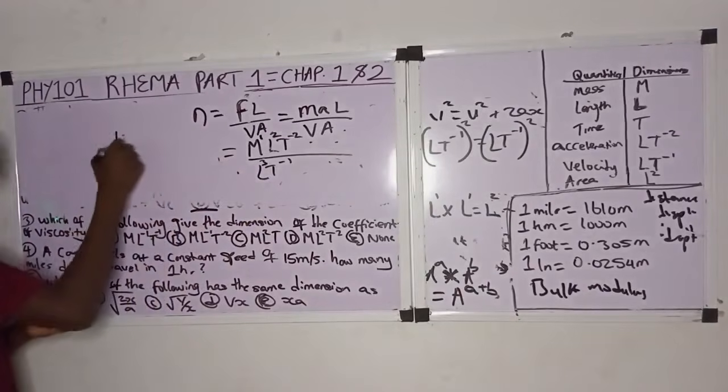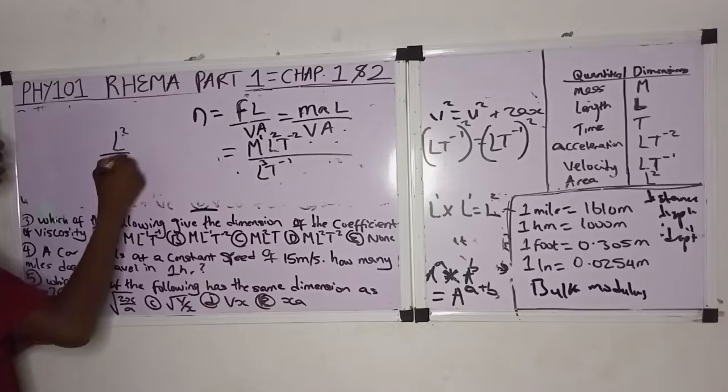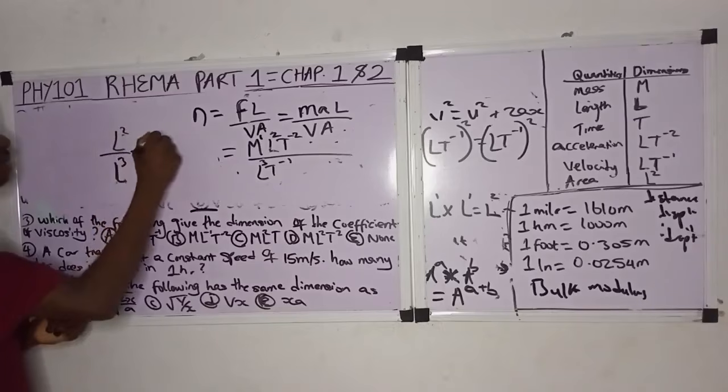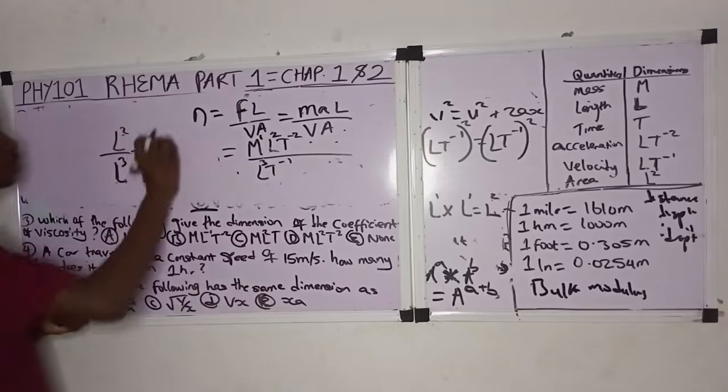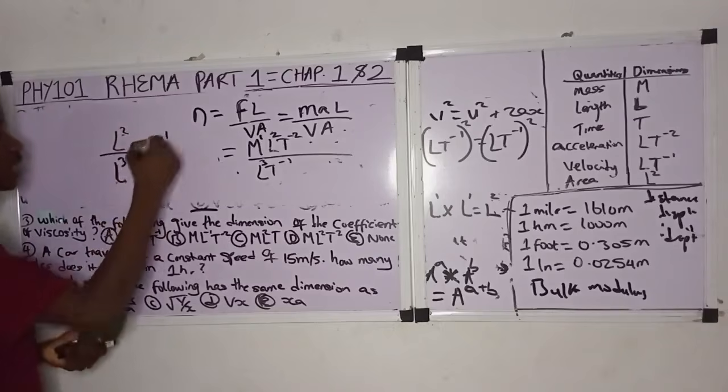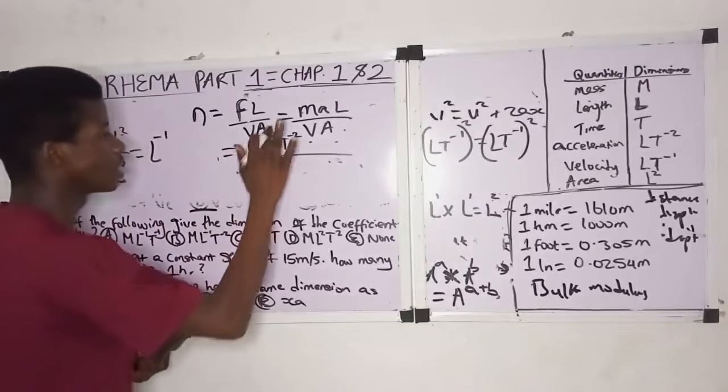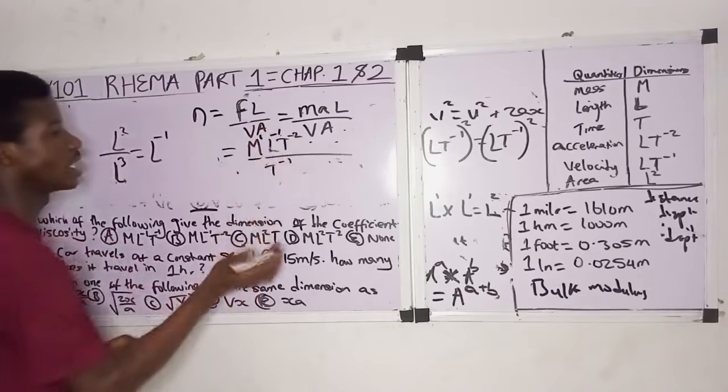So L2 dividing L3. We take one of the base and subtract their power: 2 minus 3 gives us minus 1, right? So everything here will be minus 1. Same goes for this.